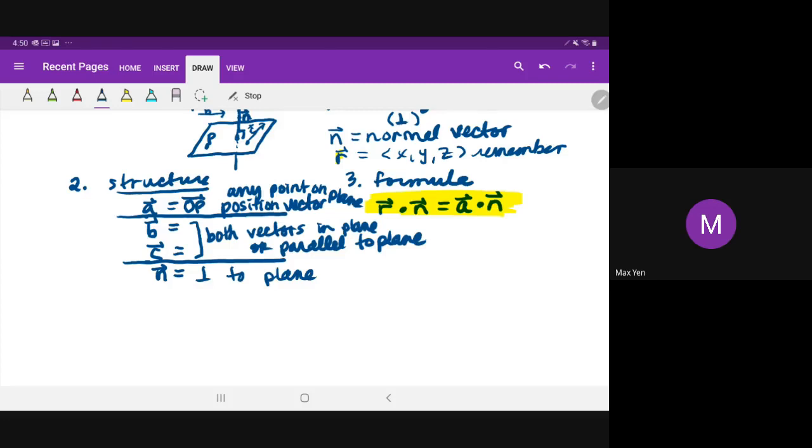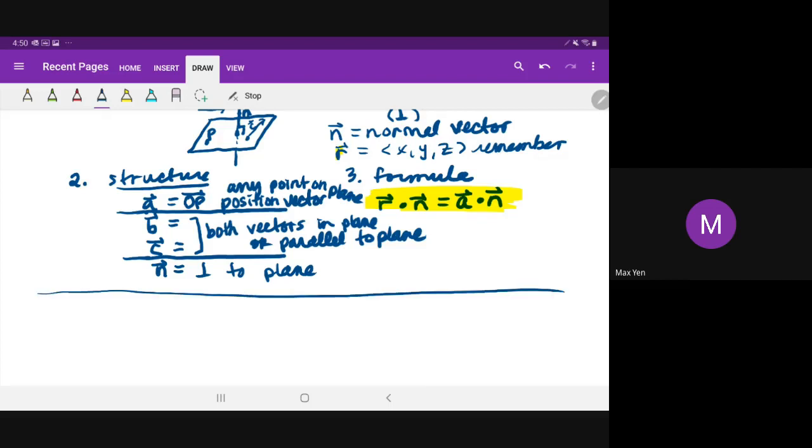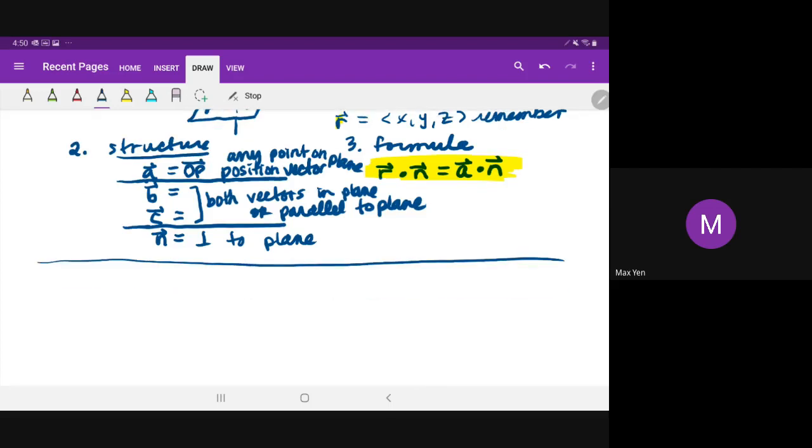Okay, so let me show you one. I'm going to show you a more generalized one. So this is going to be example 1. I'm going to show you a more common one, and then example 2 is actually going to be an easier one. Okay, so if you make a plane, it's 3 points.